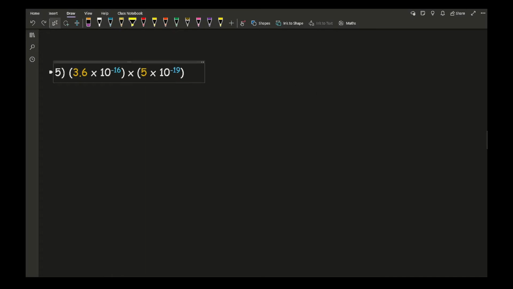let's just carry on with this question actually. So here we've got step 1. So I've got 3.6 times 5, and again 36 times 5 is going to give me 180, so that's going to be 18.